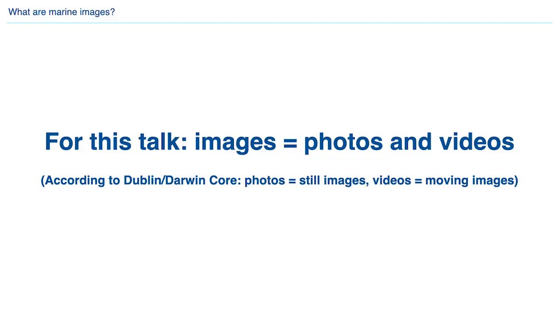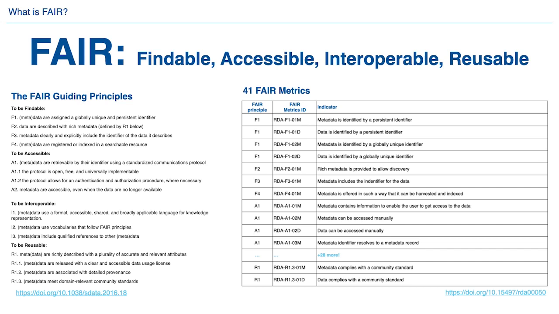For this talk, images means photos and videos as specified in Dublin Core. If we talk about FAIR, of course we all know the acronym. If we dig a little deeper, there are the FAIR guiding principles, and if we really want to look at what those mean, there are FAIR metrics, such as, for example, the 41 FAIR metrics defined by the RDA.